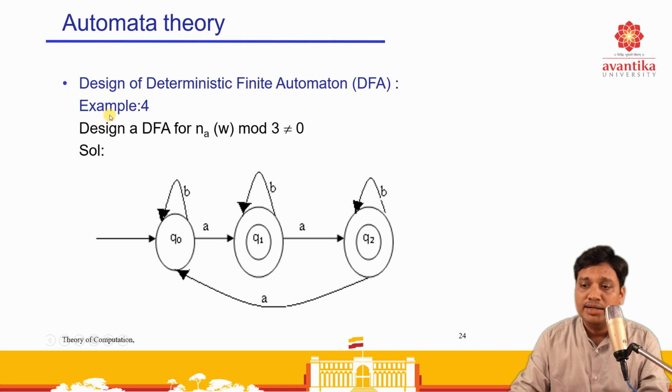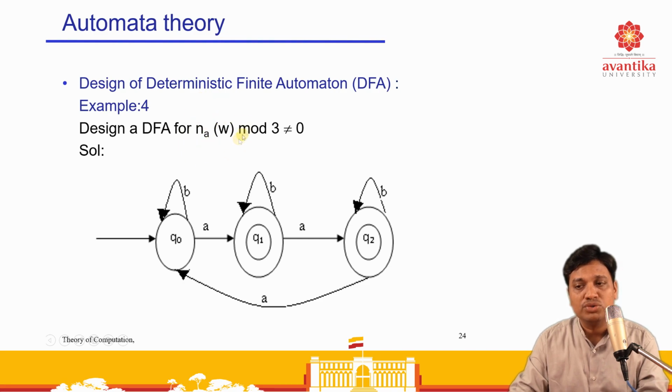Third example, and interestingly, NA(W) mod 3, where NA means number of A's. Basically, NA(W) is the number of A's mod 3 not equal to 0. It means a single A or double A is accepted, but the third A is not accepted.